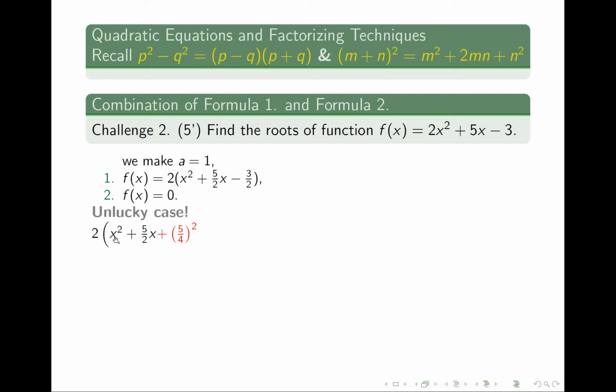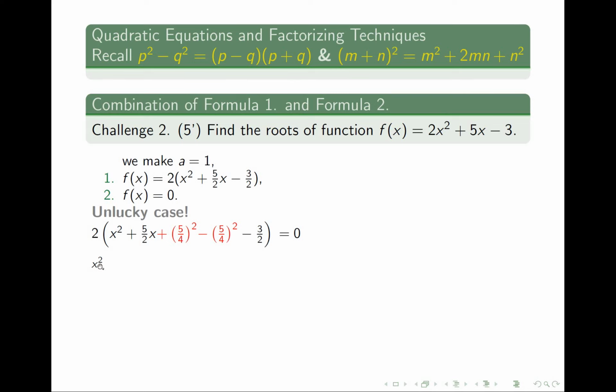So again, we write x squared plus 5 divided by 2x, and then you remember, of course, the third step, we would like to write (b divided by 2) squared, but b is here 5 divided by 2, so 5 divided by 2 divided by 2 is 5 divided by 4, so we write plus (5 divided by 4) squared, and then minus (5 divided by 4) squared, and then plus c, which is minus 3 divided by 2, and this should be equal to 0.